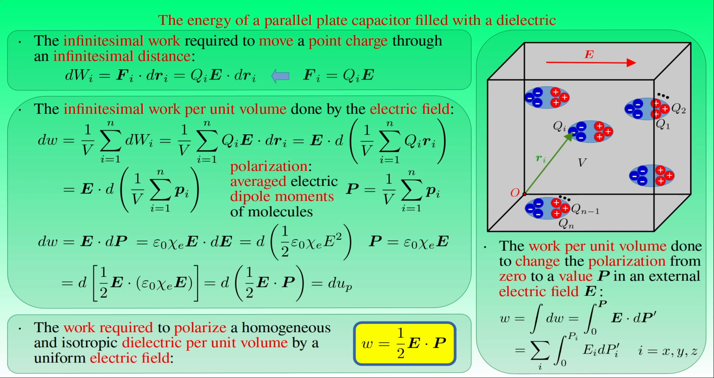We have shown here that the integration for a linear dielectric in a uniform electric field gives 1/2 times the dot product of the vectors E and P, but the question arises whether the energy density or the work per unit volume can still be written in a simple form in a more general case.